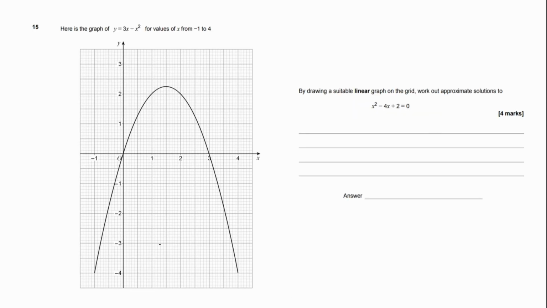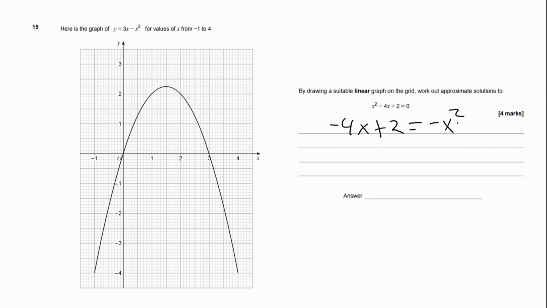Okay, this question here. For this question, we're given a graph of y equals 3x minus x squared for values of negative 1 to 4, and you're given an equation to solve. Well, what you want to do is put this in a similar form. So you want 3x minus x squared on one side of this equation. So let's start by taking away x squared from both sides.